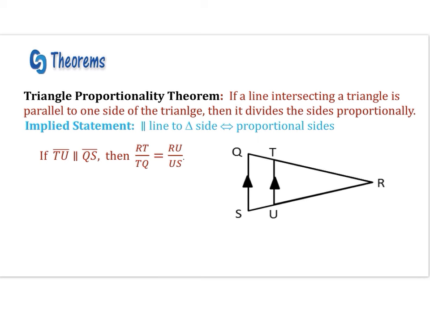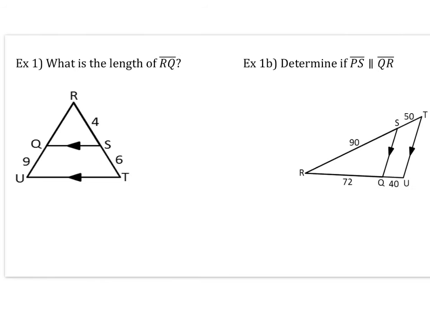So if we're looking at the diagram that we have, we can say that if TU, so that segment here, is parallel to QS, which is the side of the triangle, then the sides are proportional. So that's these sides. RT compared to TQ equals RU compared to US. So you kind of break up your sides into parts, and they are proportional. All right, let's take a look at two examples where we can apply this theorem.